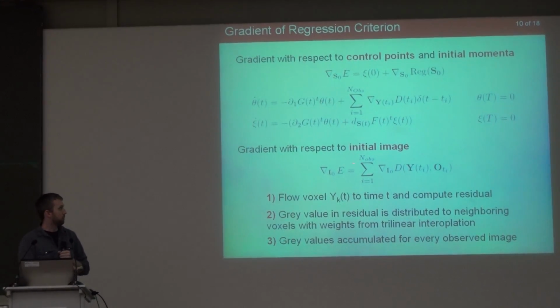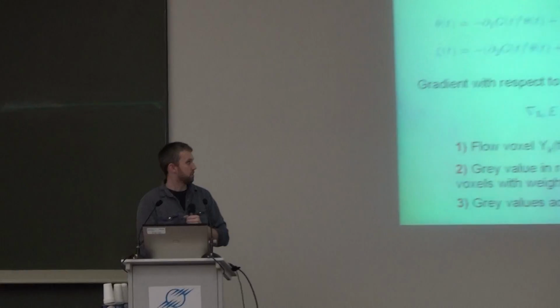And then for computing the gradient of the initial image, it's actually the sum of the gradient with respect to I0 of the data term. And this is pretty simple. You just take your voxels and you flow them to the time point corresponding to the observation. You compute a residual between the observation and that transformed voxel. That gray value is then distributed in the image according to weights from interpolation. And then you sum this up for all the observations. So the gray values are accumulated for all your observations.